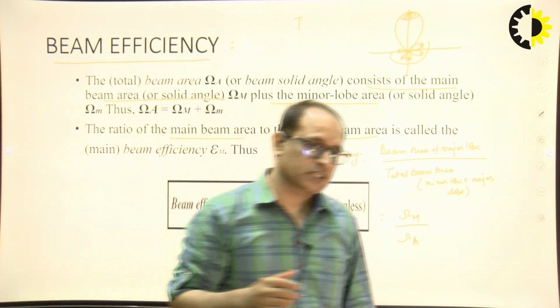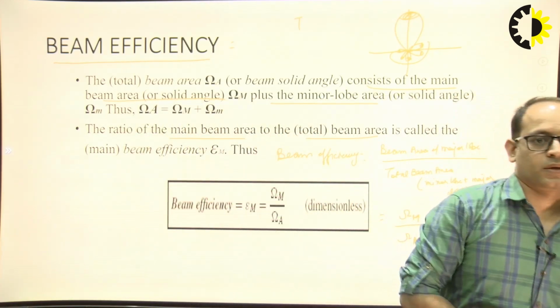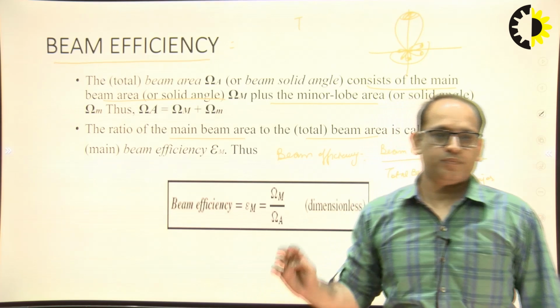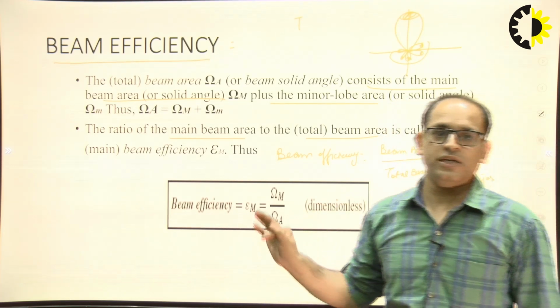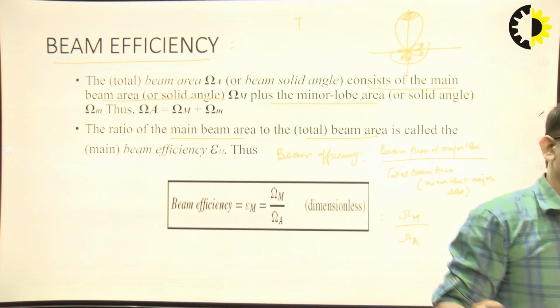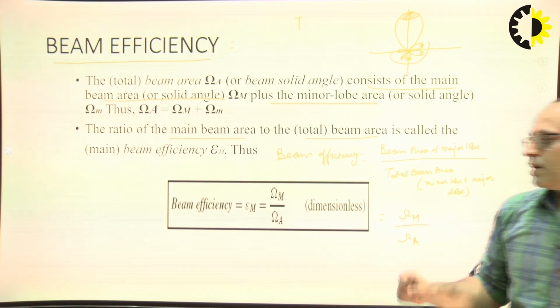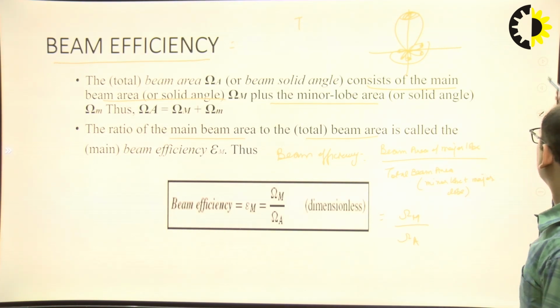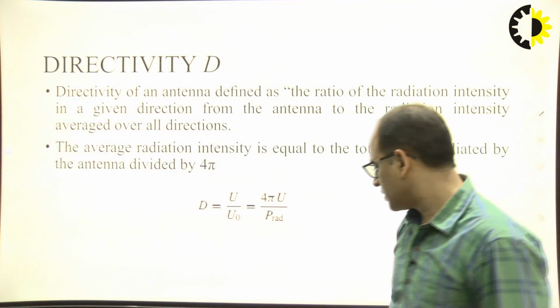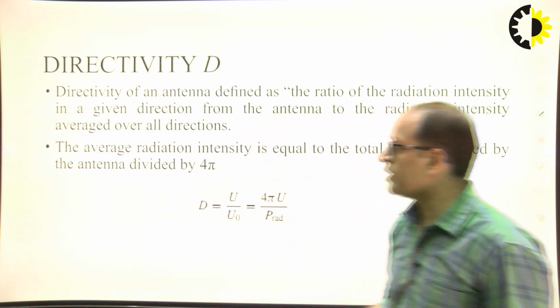In today's lecture we have discussed the topics of radian and steradian, beam area, beam solid angle, radiation density and the beam efficiency. So here I conclude, I will finish the lecture, and we will discuss directivity and gain in the next.